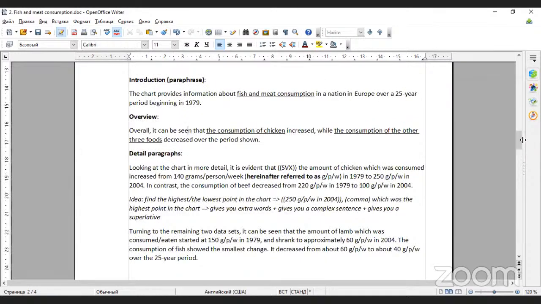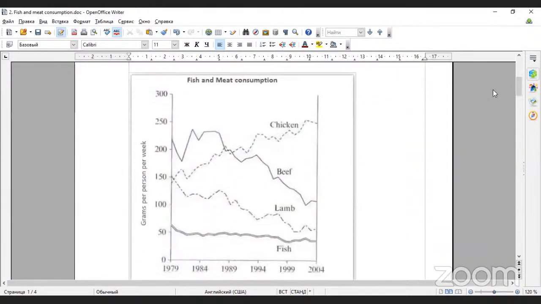So as for detailed paragraphs, let's just have a look. This is a 7.5 sample. Looking at the chart in more detail, it is evident that, and then you have this noun phrase, the amount of chicken which was consumed increased from 140 grams per person per week. Now you see it's measured in grams per person per week. And every time you write it, you cannot just write grams because it's grams per person and per week. If you write it every time, you won't have any problems reaching the 150 word limit.